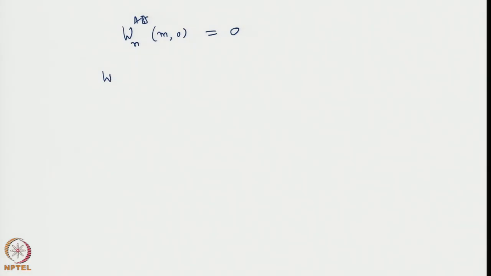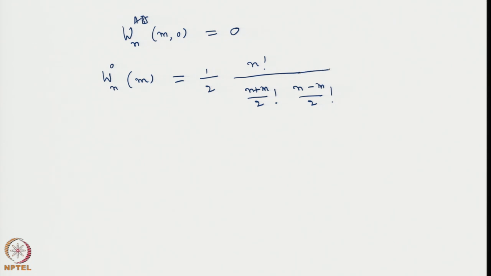To complete this, we may recall that the occupancy probability for the free walker is given by the expression which I derived several lectures ago, given by n factorial divided by n plus m by 2 factorial and n minus m by 2 factorial. It is to be noted that if n is odd, m should be odd, and if n is even, m should be even, or basically n plus or minus m should always be even. That constraint has to be met.